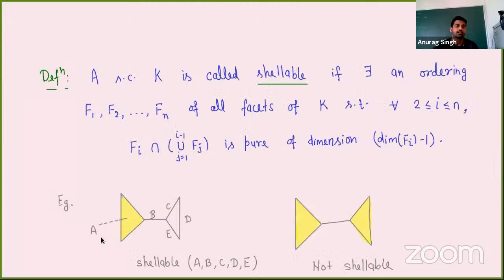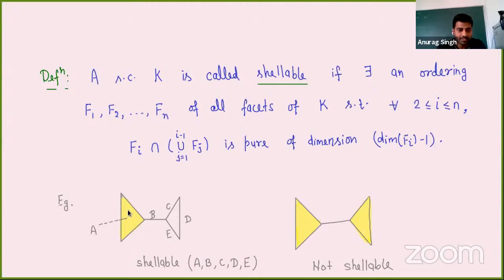Another object in this sequence is shellability. A complex is called shellable if you can order the facets in a way that whenever you take the ith facet and intersect it with the union of previous ones occurring in the sequence, you get a pure simplicial complex whose dimension is the same as the dimension of Fi minus 1.